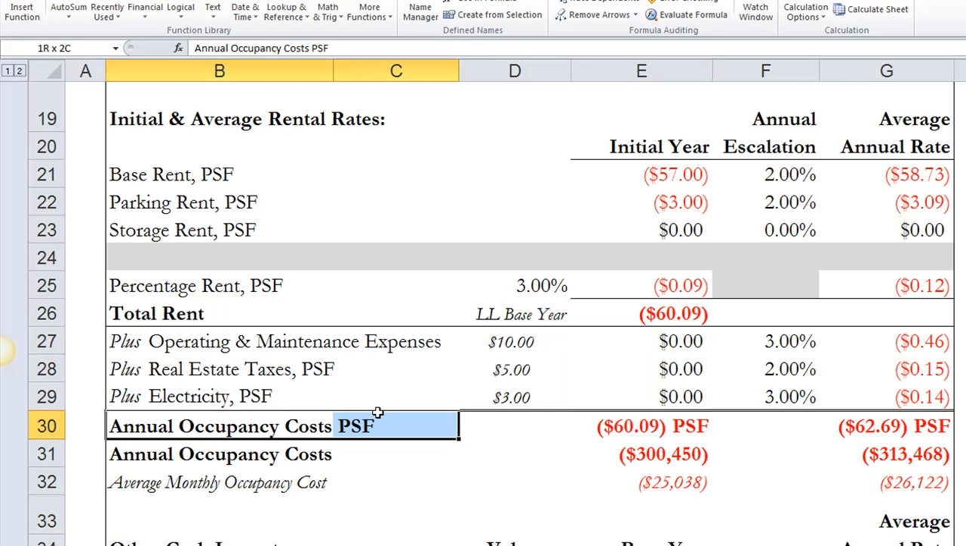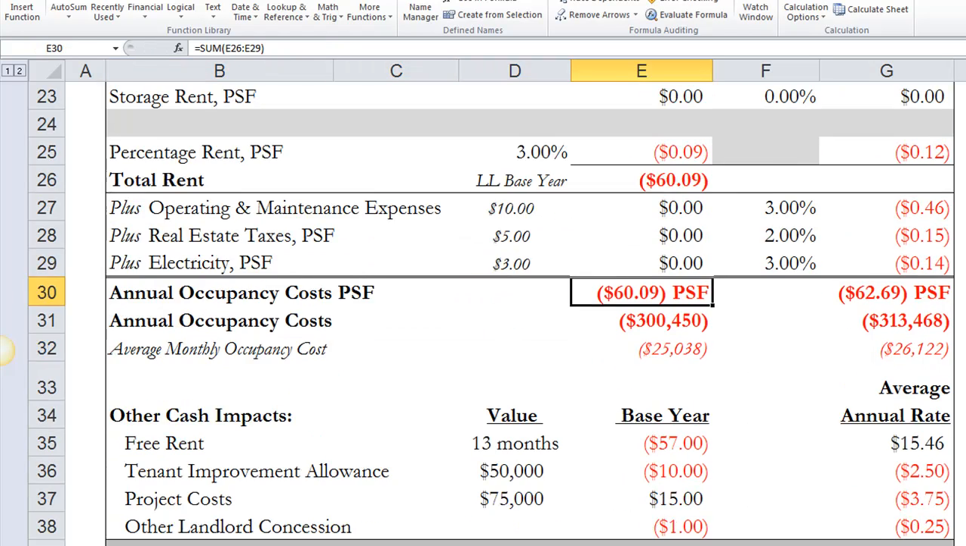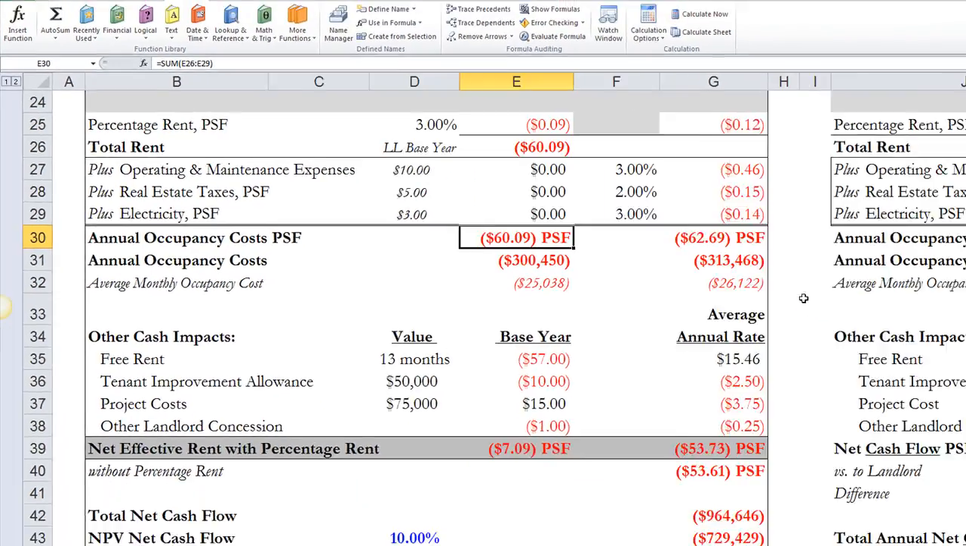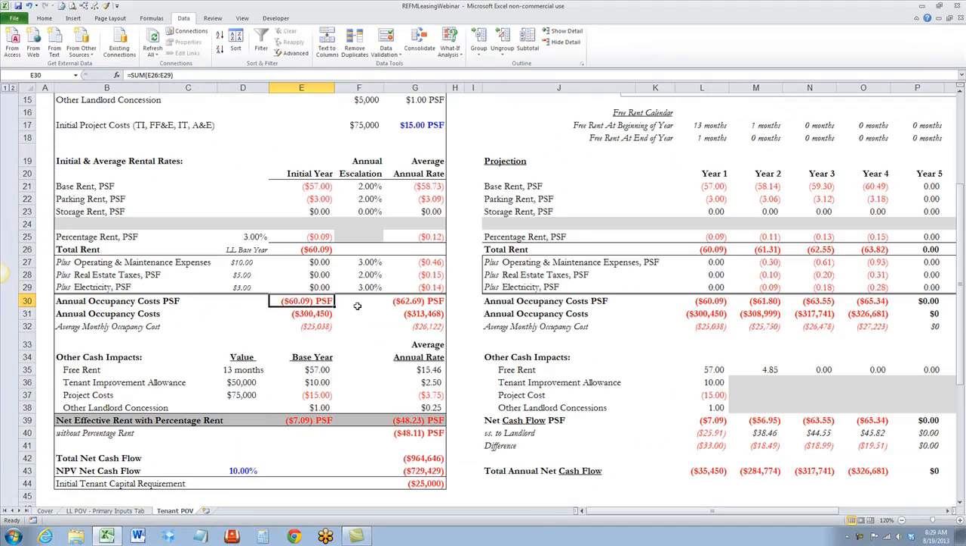So the annual occupancy costs, okay, not lease income from the tenant's point of view, but rather occupancy costs per square foot are going to be that $60 a foot in the base year. But we do remember that we negotiated as tenant to get those 13 months of free rent. So in reality, it's not going to be $60 a square foot in cash that's coming out of pocket for us as tenant. It's going to be something significantly less in the base year.